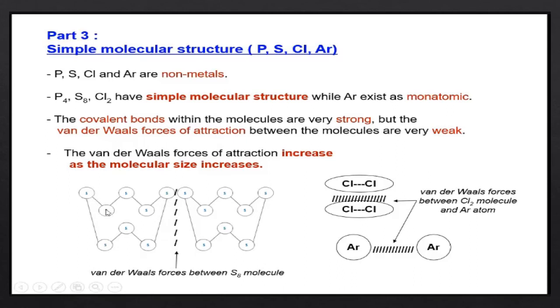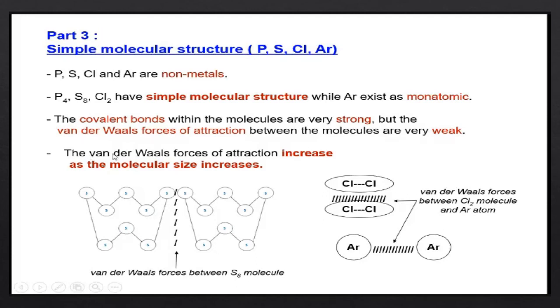The bonding between sulfur atoms in S8 is covalent bond. The intramolecular force between the sulfur atoms is covalent bond, which is a strong bond. But between one S8 molecule and another S8 molecule, it is van der Waals forces, which is weak bonding. That's why the covalent bond within the molecule is very strong, so between the S atom and S atom is very strong, but the van der Waals forces of attraction between the molecules, S8 versus S8, is weak.